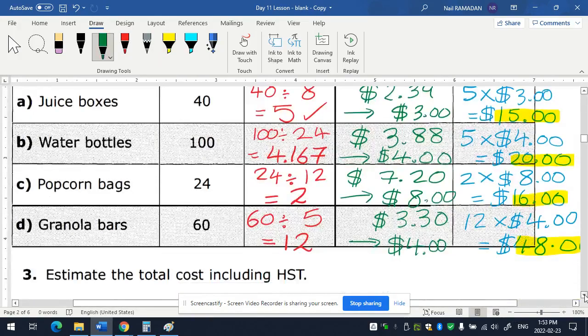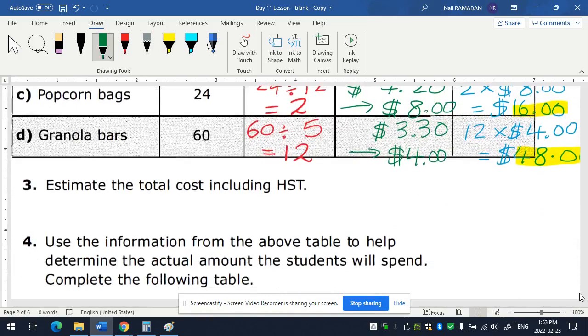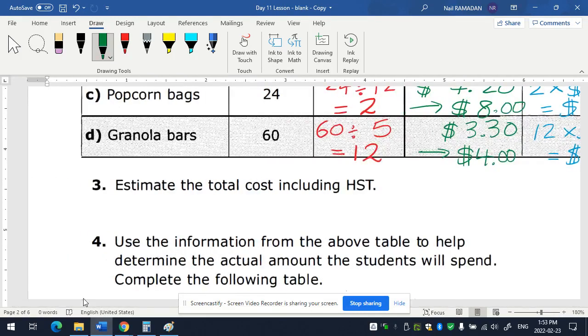Okay, so estimate the total cost, including what? Okay, first we add up all of these 4 numbers. So first, add up. So I think we don't have enough space. Oh, you know what? We will.